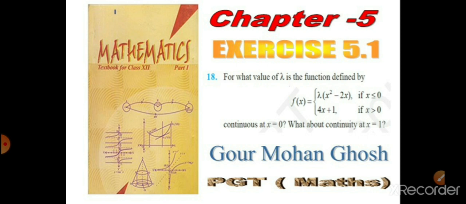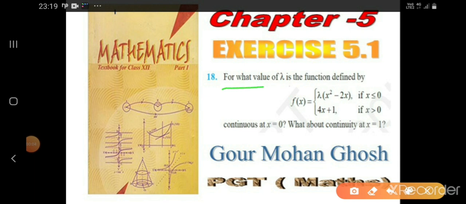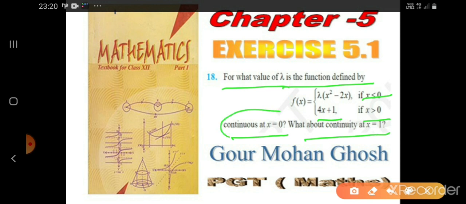The question is: for what value of lambda is the function defined by f of x equal to lambda into x square minus 2x if x is less than or equal to 0, and 4x plus 1 if x is greater than 0, continuous at x equal to 0? The second part of the question is, what about the continuity at x equal to 1? So first we discuss the continuity at x equal to 0.